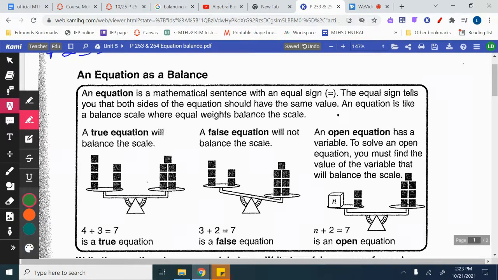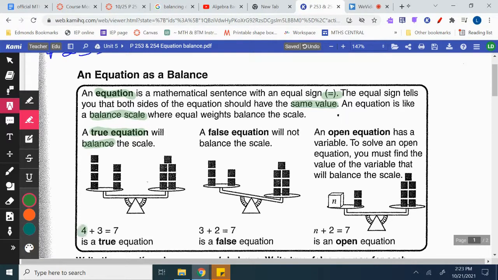So remember, an equation, the vocabulary word is equal. It tells us that both sides have the same value, and it's a balanced scale. We've seen these scales in science before, and they are balanced. So if I look at this first one, a true equation, it's balanced. The scales are equal. They may not be stacked the same way.